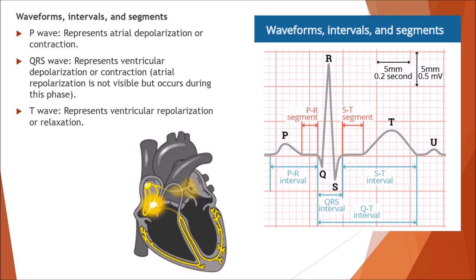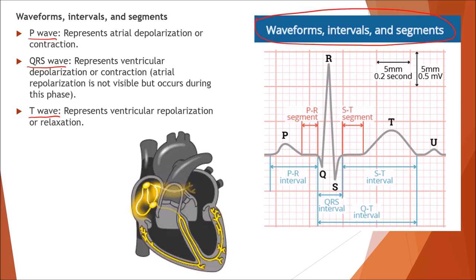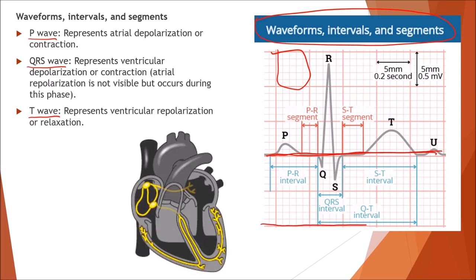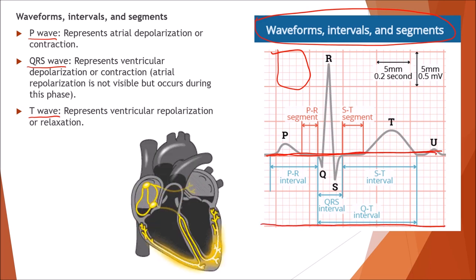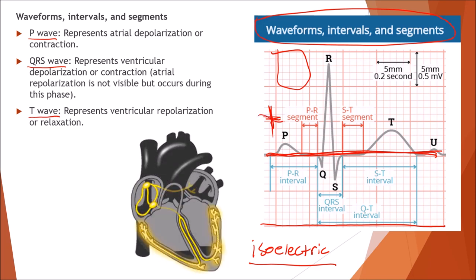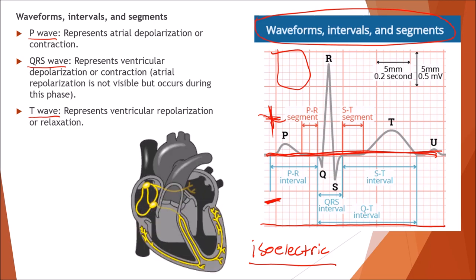Okay, so let's talk about the actual waves. But first, let's look at this image right here. We already talked about the squares. Hopefully, you've understood that. If you still have questions, go back and review it. But now let's talk about this line. When the EKG prints, it should print a line parallel to the bottom of the paper, right? And this line is called the isoelectric line. Anything that goes above that line, we call a positive deflection. Anything that is below that line is a negative deflection.